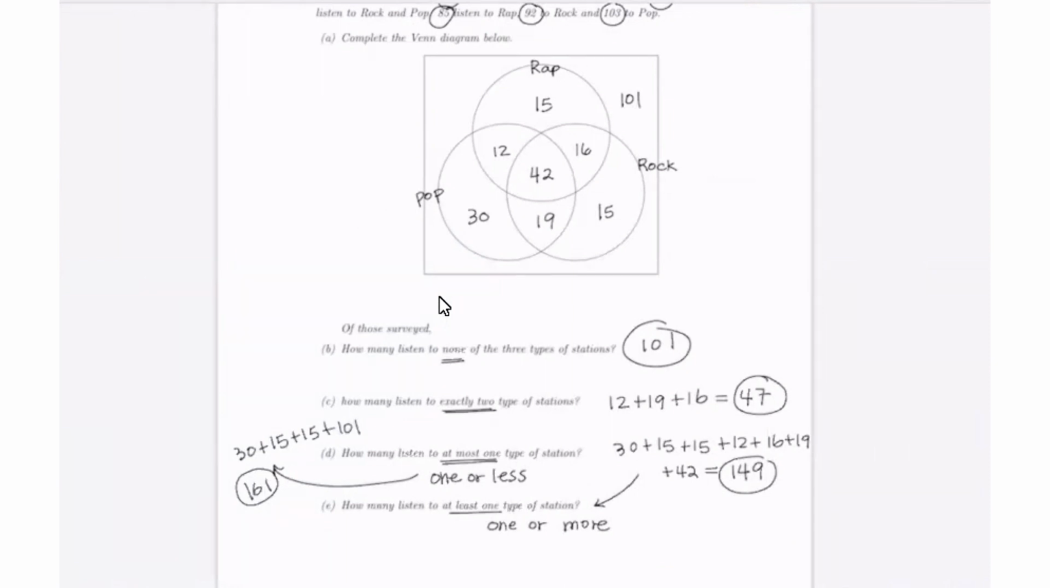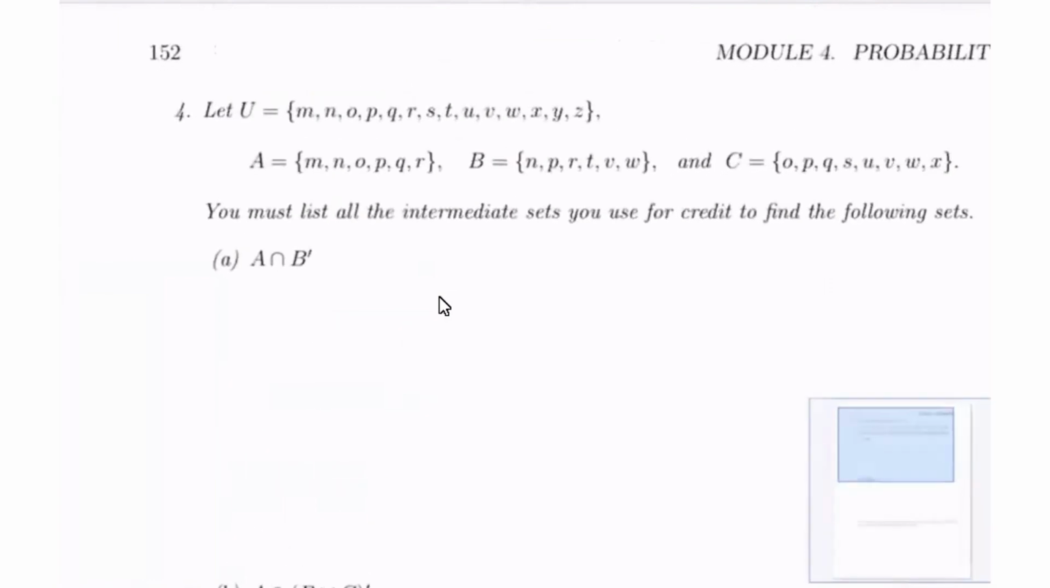Okay, let's look at number 4. You have a universal set and subsets A, B, C, and we want to find A intersect with the B complement. B complement is just notation. So we first look at B complement.